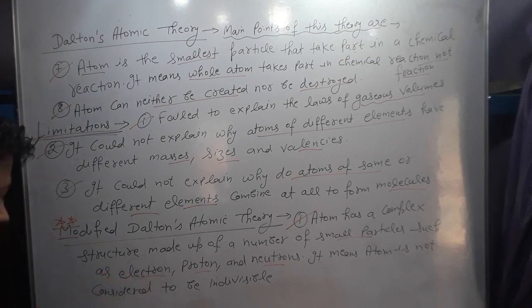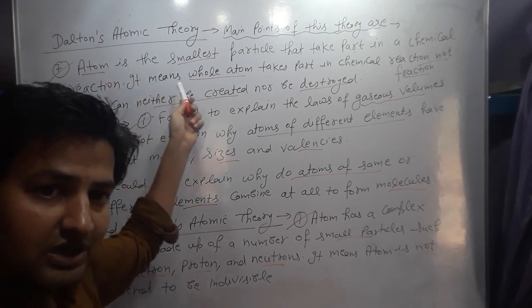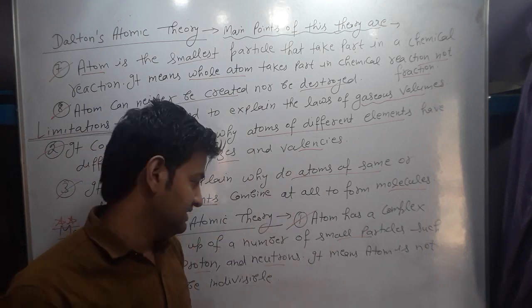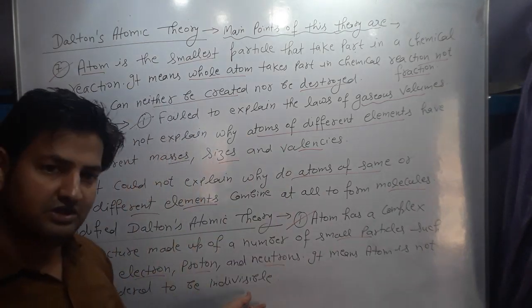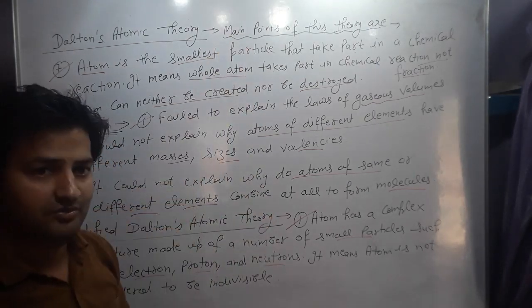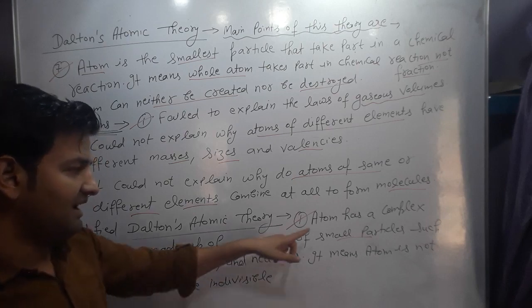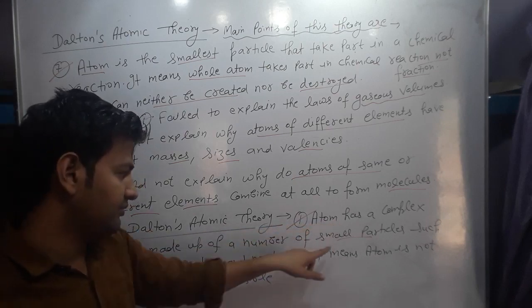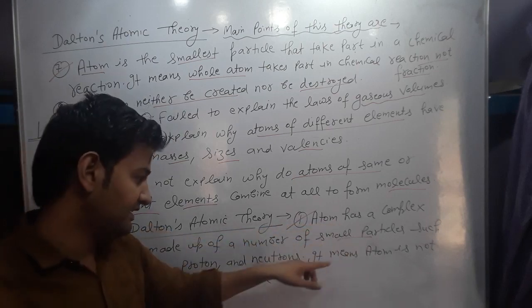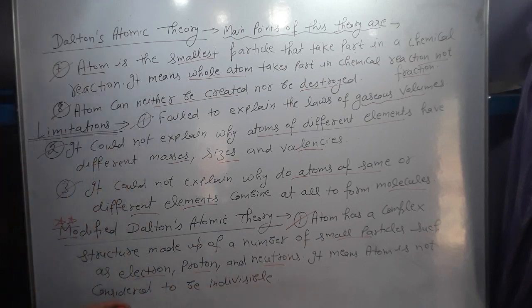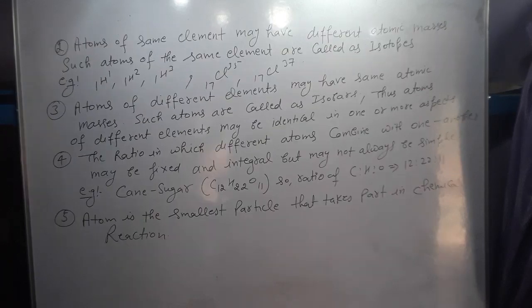This point contradicts the first point of the Dalton atomic theory, that atom is indivisible. That is said by Dalton in the first postulate. But here we study in the modern Dalton atomic theory that atom has a complex structure which is made up of small particles. It means atom is not indivisible. It can be divided into small particles. These particles may be electron, proton or neutron.